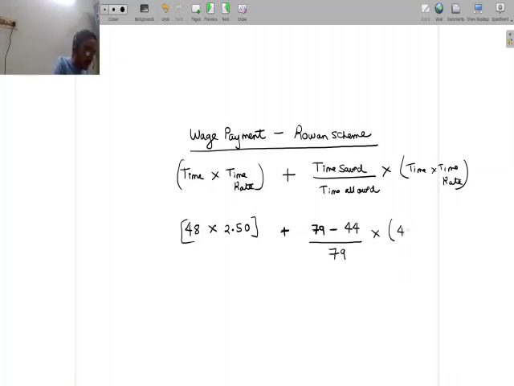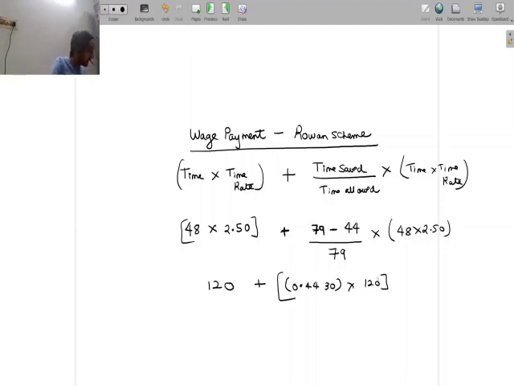Here we can again use 48 into 2.5. Let's simplify this. 48 into 2.5 gives us 120, plus 79 minus 44 divided by 79. 79 minus 44 divided by 79 gives us 0.4430, into 120.